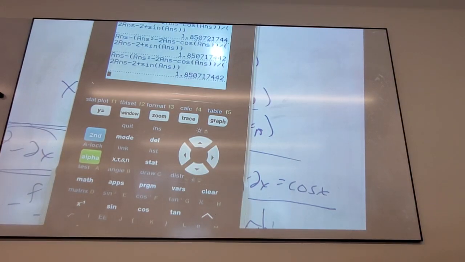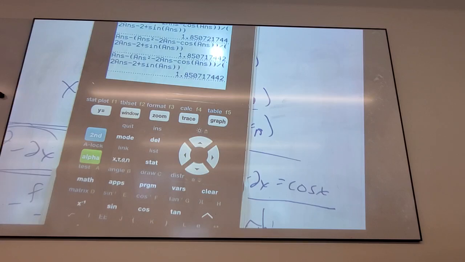1.85071 07 077174. Oh, beautiful. Okay. It's even more precise.